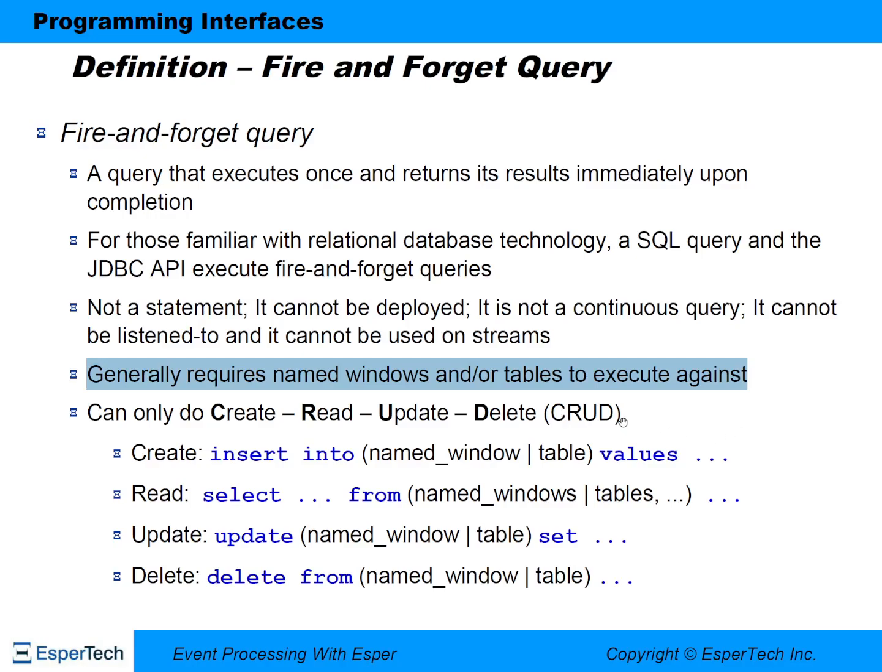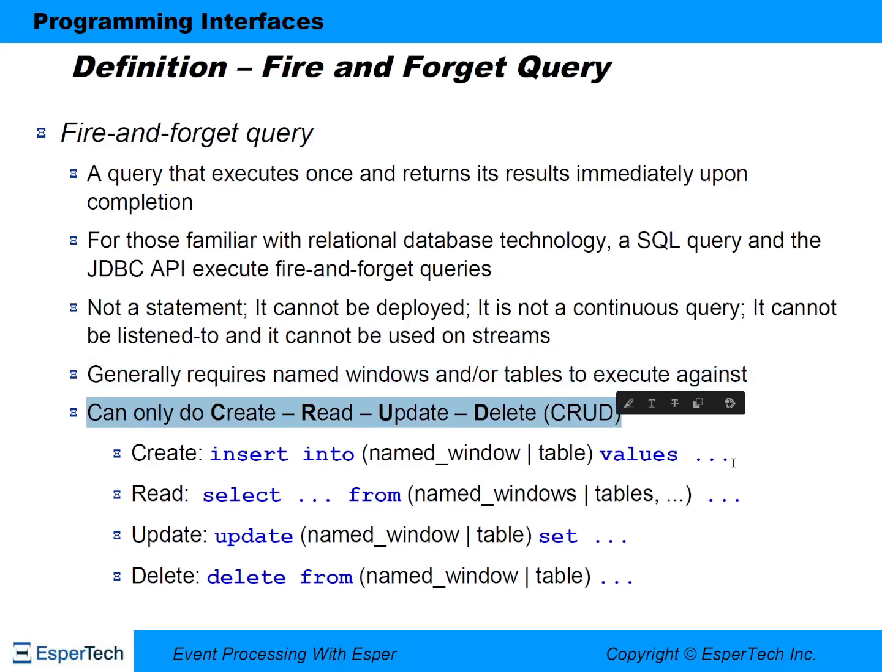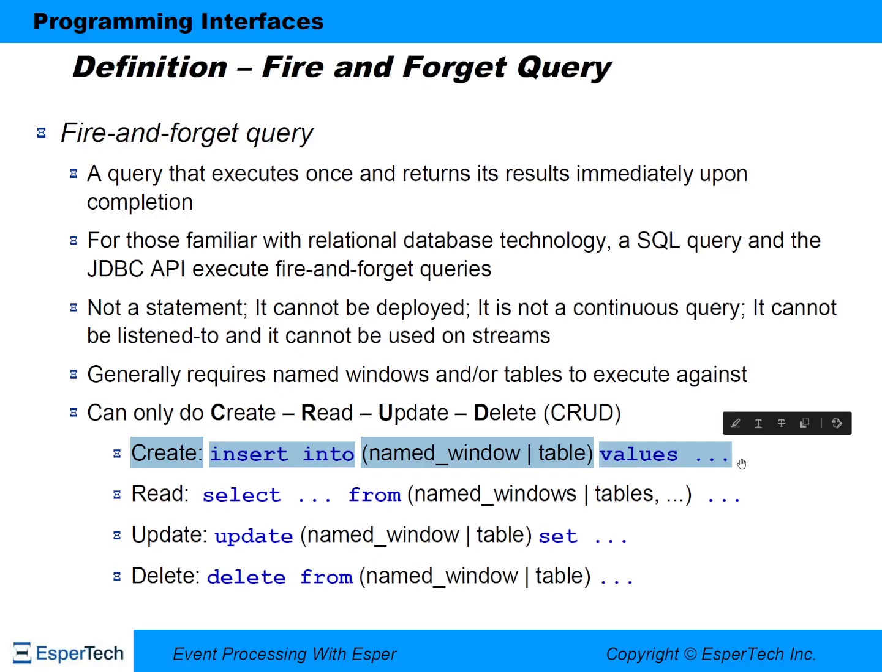A fire and forget query performs only 4 types of operation, namely the create, read, update and delete. The abbreviation CRUD is sometimes given to create, read, update and delete. A fire and forget create query inserts 1 or more rows. It looks like this. Insert into named window or table values.